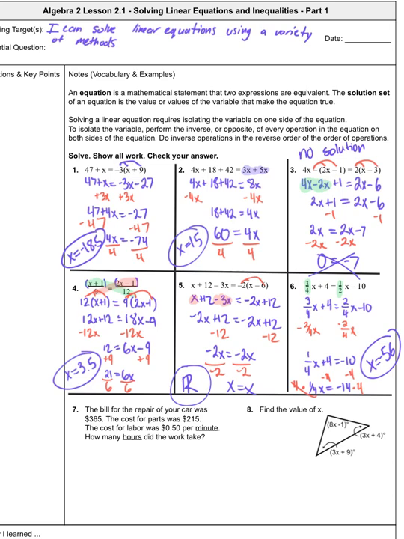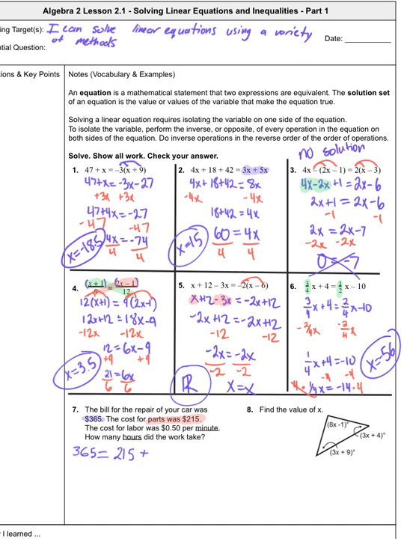All right, number 7 is a word problem. We see the bill for the repair of your car was $365. So the total cost was $365. Now we can figure out what made up that $365. We see we have the cost for parts was $215. All right, so that's never going to change. So we are going to have 365 equals 215 plus something else.